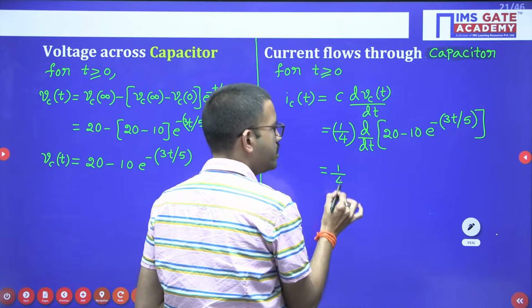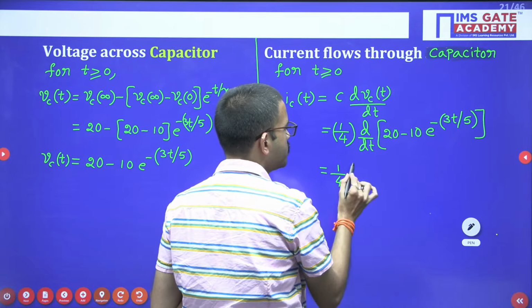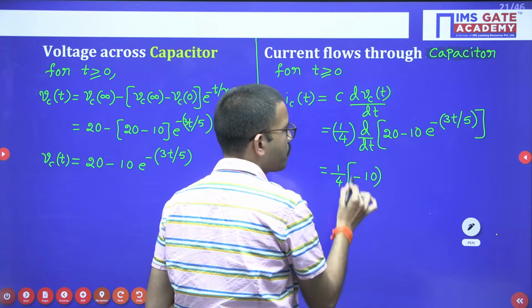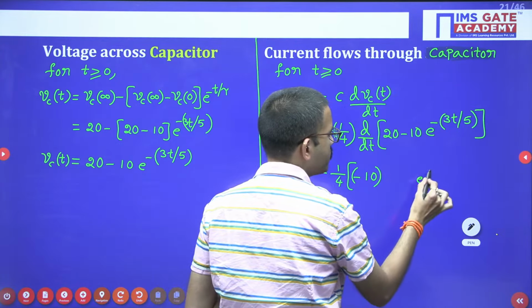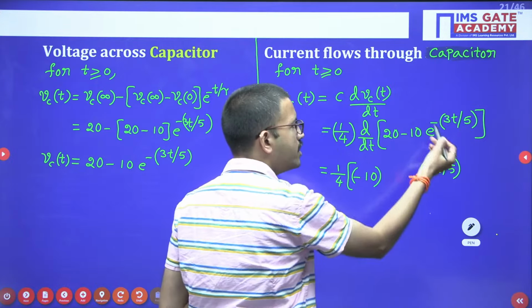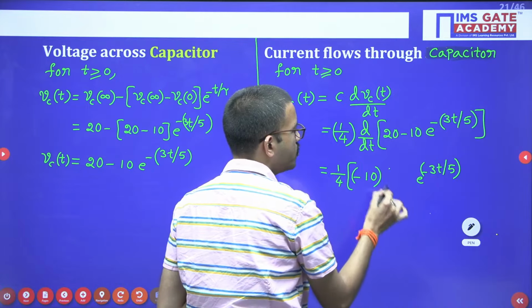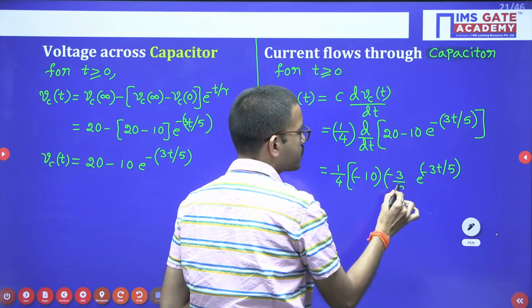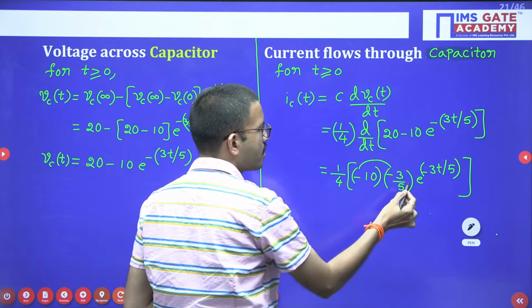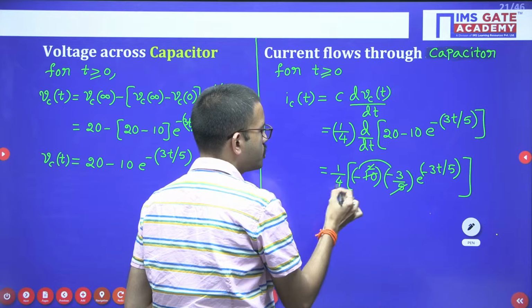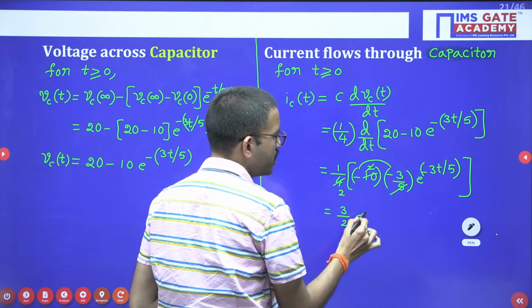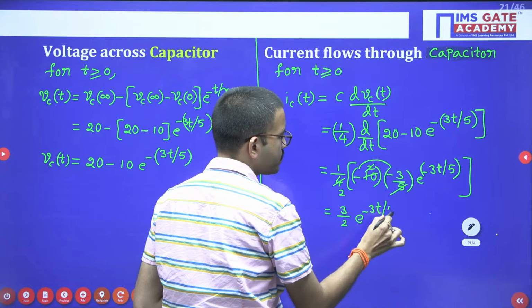1 by 4 is the constant we keep as it is. The derivative of the constant 20 is 0. Then minus 10 is a constant we can keep as it is. Then the derivative of e power minus 3t by 5 is e power minus 3t by 5, and the derivative of the power gives minus 3 by 5. Minus into minus is plus, and 5 into 2 gives us 3 by 2 into e power minus 3t by 5.